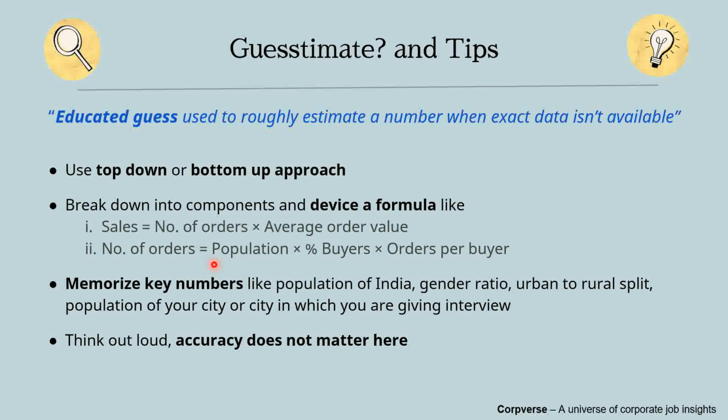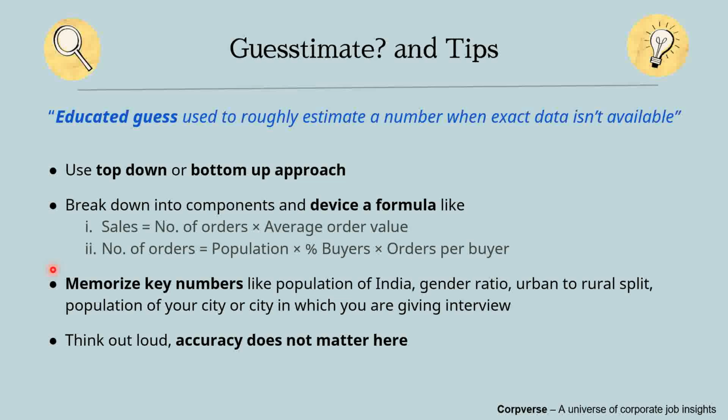So once you can calculate this number of orders, then you can put it in the sales formula and then multiply it with the average order value. So breaking your problem into components and converting it into a formula helps you because it will give you a structure to solve for, and also you can find one component at a time and then plug it into the formula and find your answer, right?